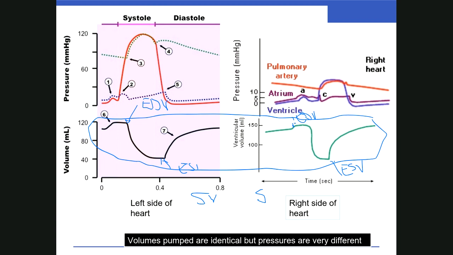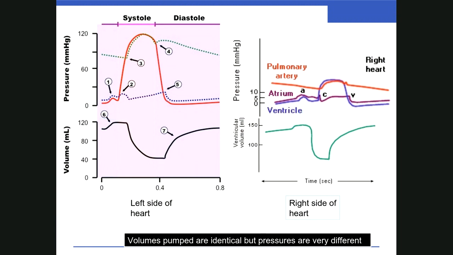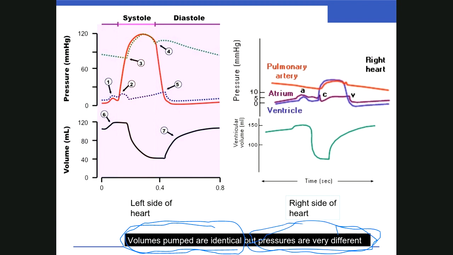The stroke volume on the two sides of the heart is equal, and it must be equal. The two sides pump identical amounts of blood. Now they're pumped at different pressures, but the volumes are the same. The stroke volume on one side must equal the stroke volume on the other side. Otherwise, remember, you get a disease called congestive heart failure.